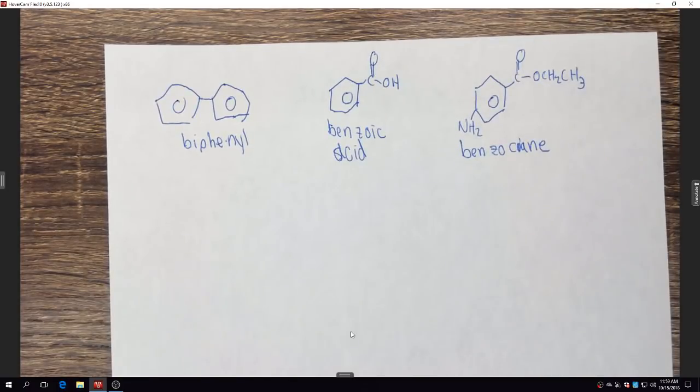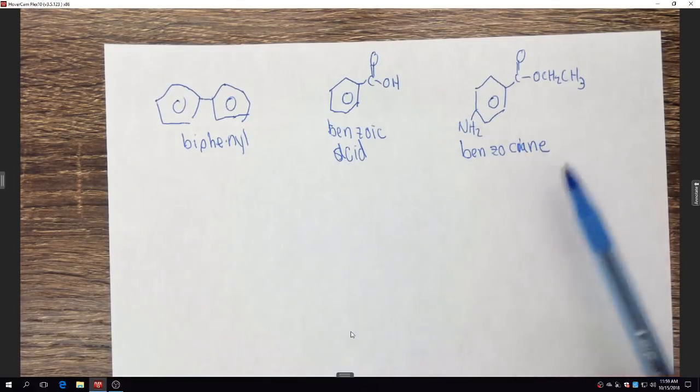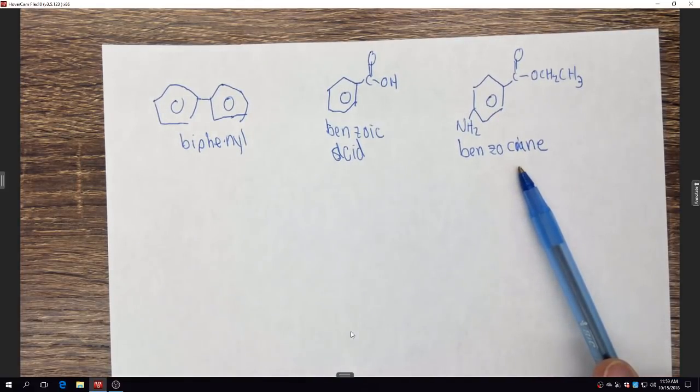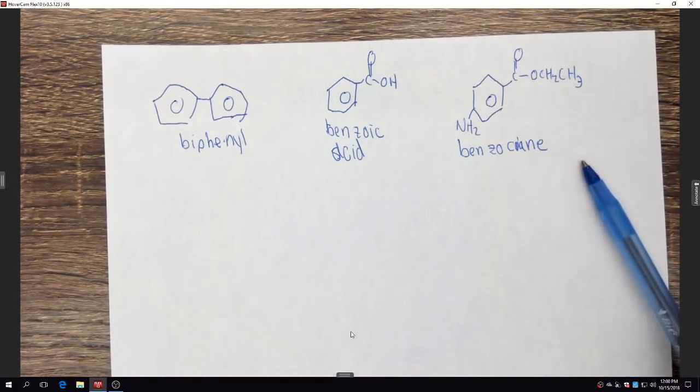So in the previous example, we had sand, an acid, and a neutral molecule. In this case, we don't have any sand or sand-like molecule. So if I add ether, which of these will dissolve? Biphenyl will dissolve. How about benzoic acid? Yeah, just like salicylic acid, benzoic acid will dissolve. How about benzocaine? Yeah, it'll dissolve too. So if I add ether, in this case, all of these molecules dissolve.